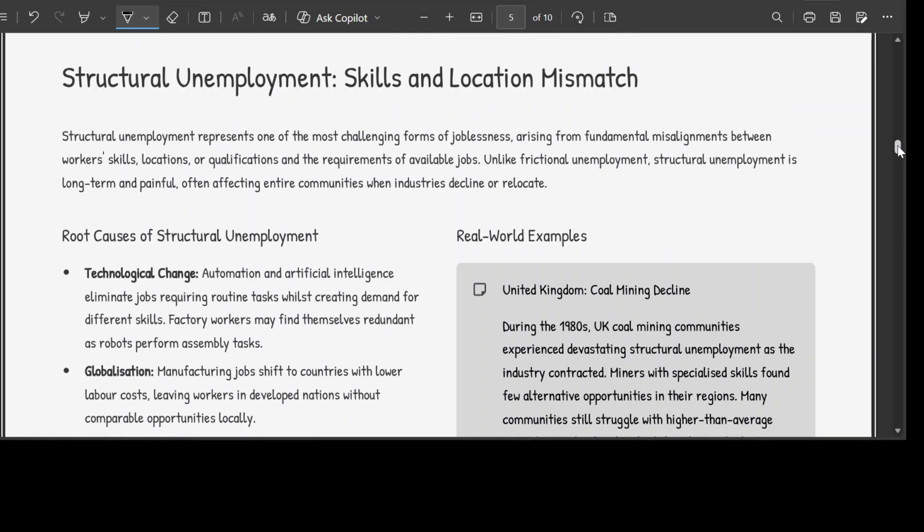The next type of unemployment is structural in nature, which in general means the mismatch between skills and location.